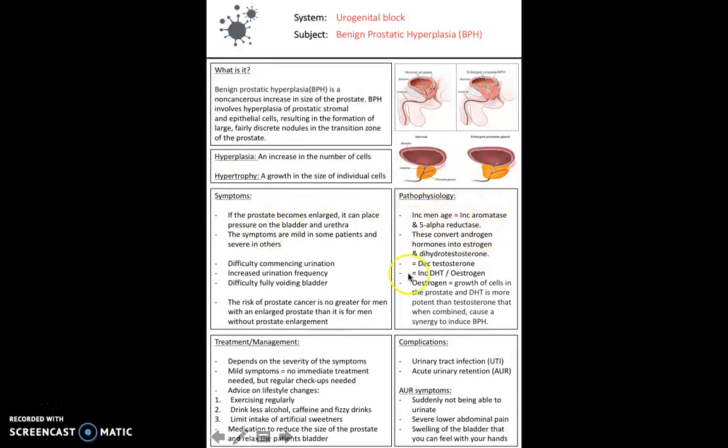This disease increases in men with their age, and there's a little bit of pathophysiology here to understand in terms of the hormones involved and how that causes the cells of the prostate to actually grow. Essentially it's down to estrogen, which causes the prostatic cell growth. In terms of treatment and management of this, it depends on the severity. Mild symptoms, no treatments really needed immediately, but checkups are advised and changes to lifestyle are also advised.